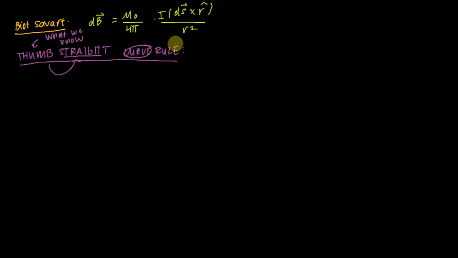So when do you use this? This is when we are trying to figure out the B field, so the direction of the magnetic field created from a current in, and this is really important, a straight wire.